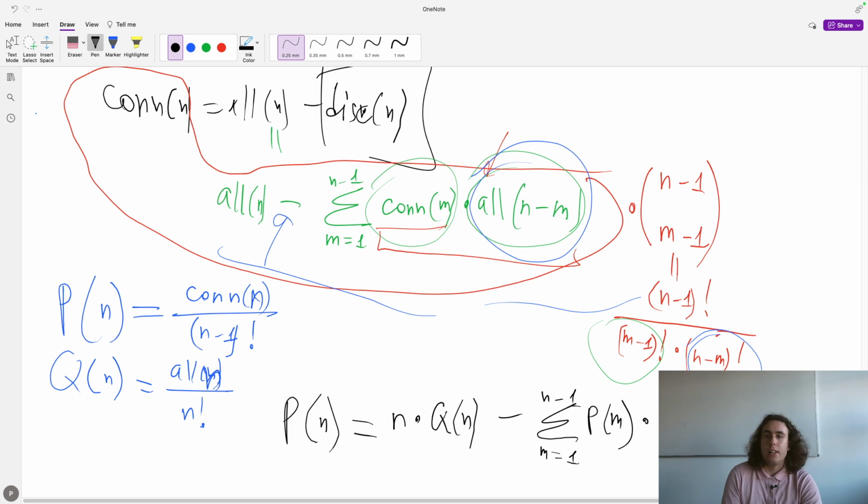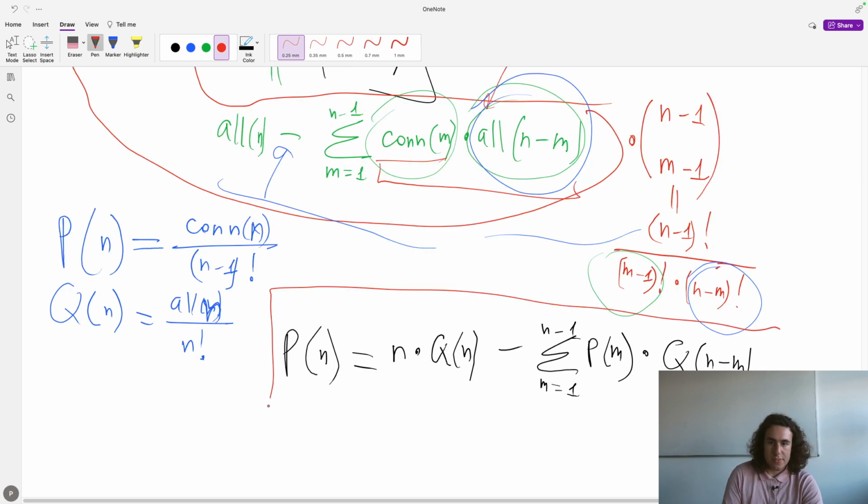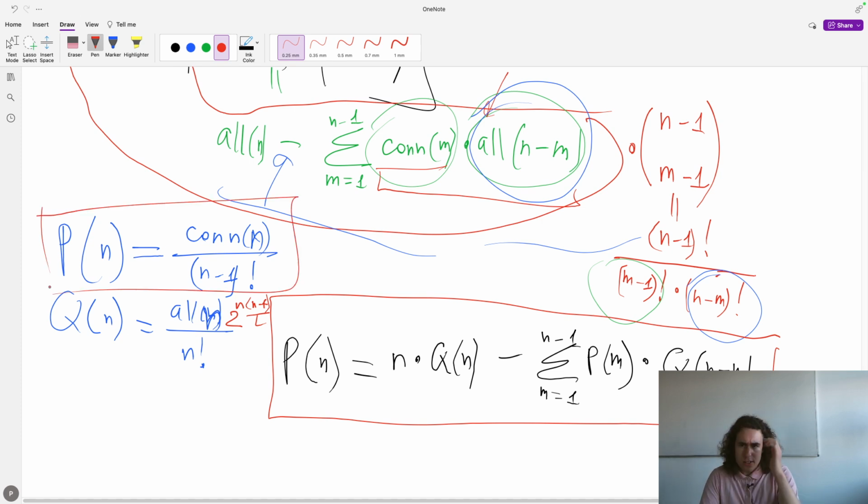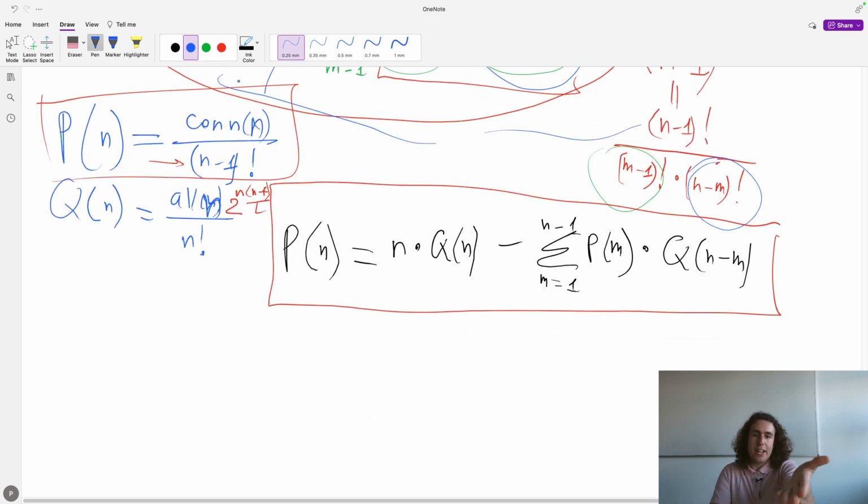Now we indeed have a convolution. This is good. So Q we know. Q is easy. This is 2 to the power of n times (n minus 1) over 2, over n factorial. This can be calculated. And we want to learn P. If we learn P, after that we can just multiply by a factorial and get the answer, how many connected graphs there are. So we want to compute P that depends on P and Q, where we know Q, but P depends on itself. So it's some kind of online FFT.